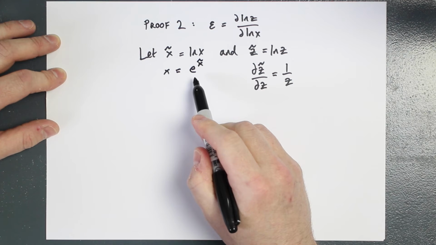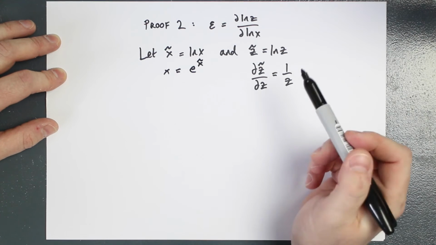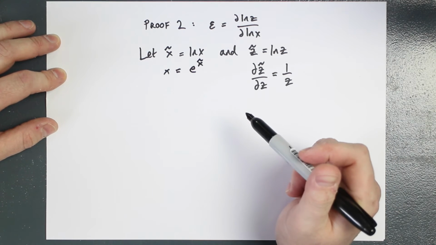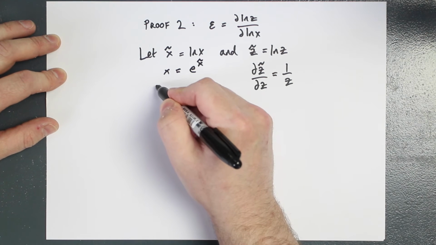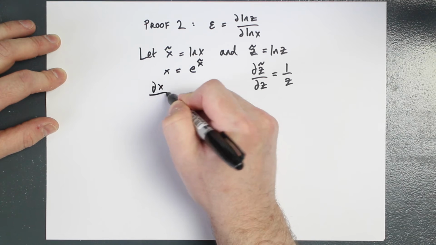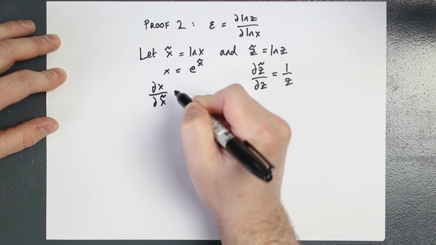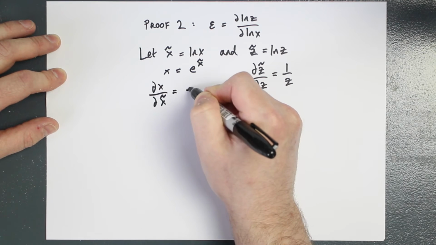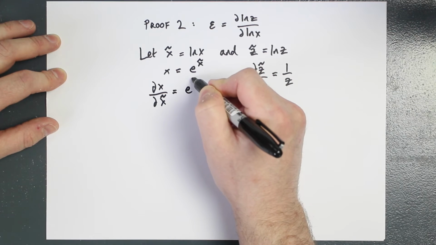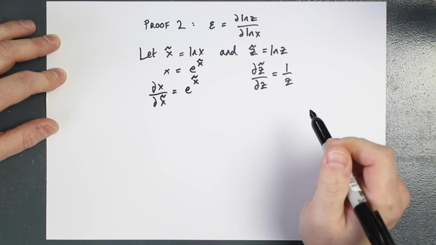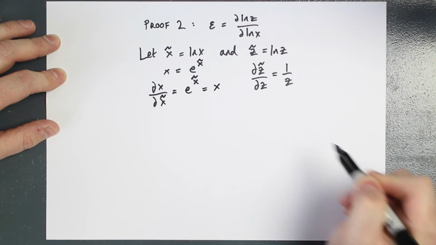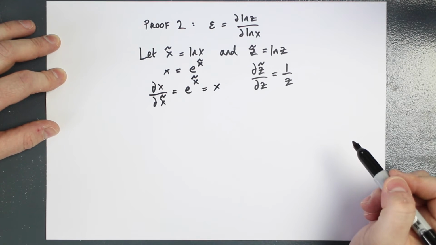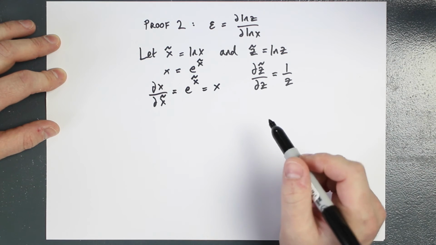Because this exponential is the inverse of the logarithmic function, the natural log. Okay? So I know that the partial derivative of x with respect to x tilde, the derivative of e to the x tilde is just e to the x tilde, which equals x. Okay?